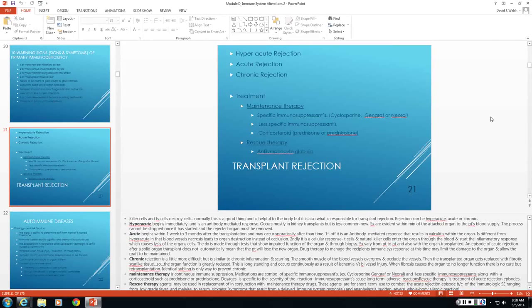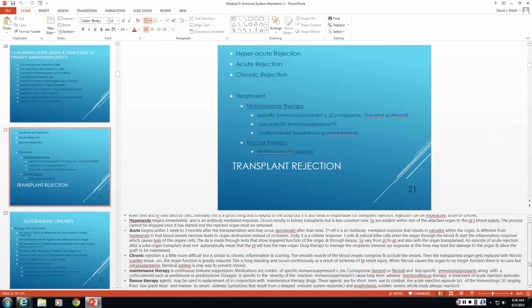Usually using an identical sibling is the only way to prevent chronic rejection. Now with these patients, they're going to be on maintenance therapy as a continuous immune suppression, so they're going to take medications to make them immunocompromised or to slow down their immune response to rejection of the organ. Now, rescue therapy agents also can be used in replacement of or in conjunction with the maintenance therapy drugs, and these agents are used for short term to combat acute rejection.